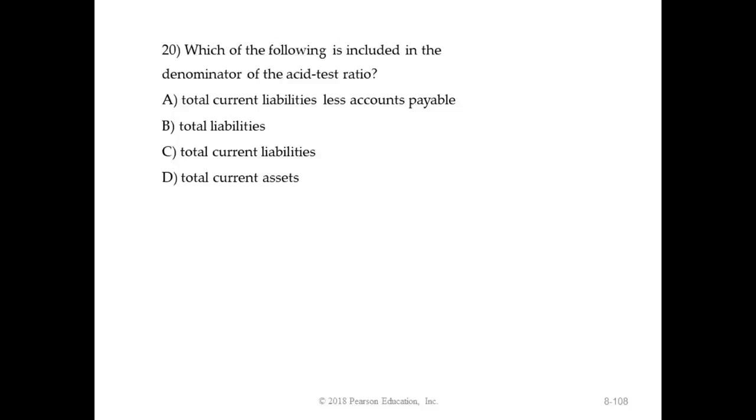Now, which of the following is included in the denominator of the acid test ratio? This is current liabilities, all current liabilities. This one's going to be C.